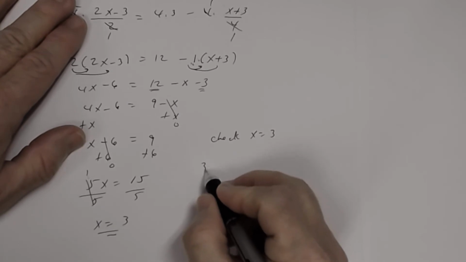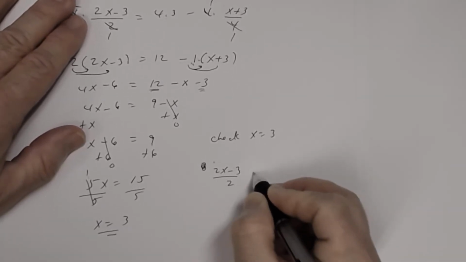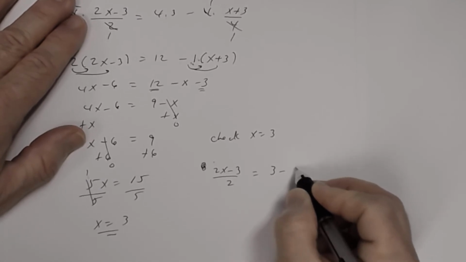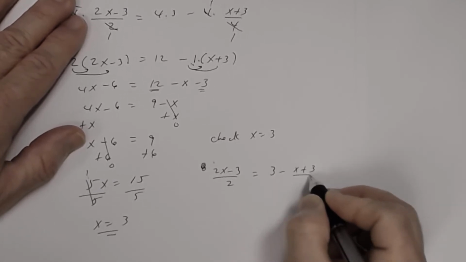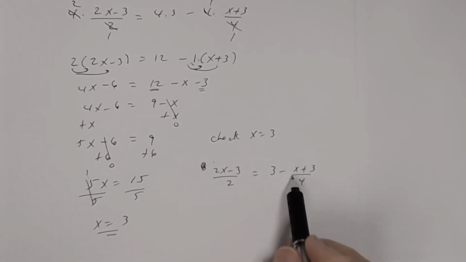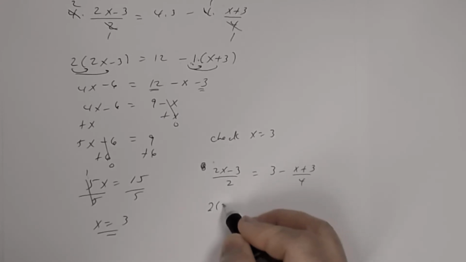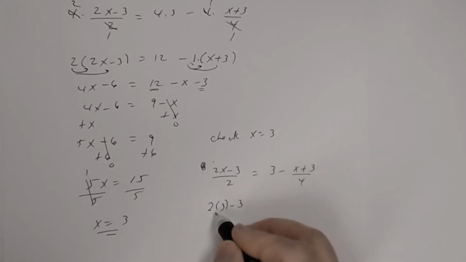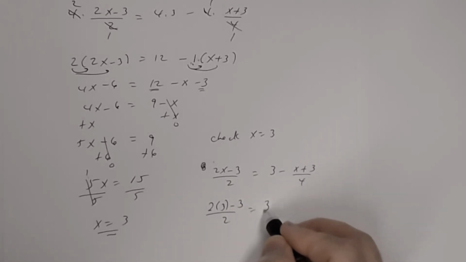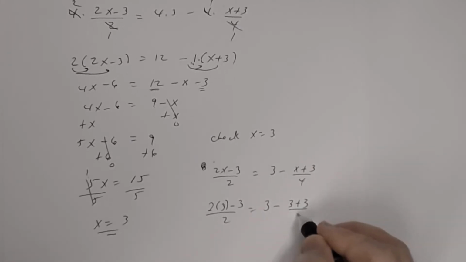So I get 2x minus 3 divided by 2 equals 3 minus x plus 3 divided by 4. So that was the original problem. So I already see the variable x. Wherever we see the variable x, I'm going to substitute 3. So I get 2 times 3 minus 3 divided by 2 equal 3 minus, and then x, remember, I'm going to substitute 3 plus 3 divided by 4.